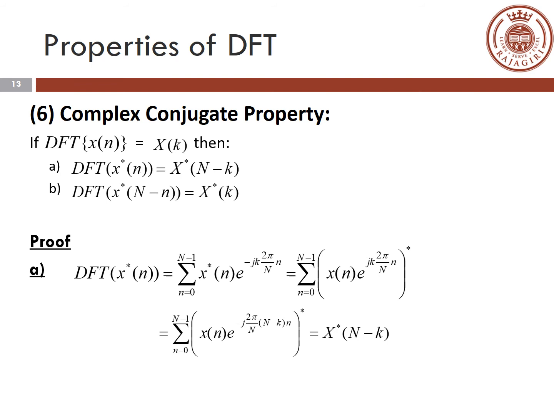Again we are inserting a capital N here because it's not changing your equation in any way, but it will help you reach the final form of your answer. So this can be written as e raised to minus j 2 pi by N into (N minus k) into n. So I am looking at x of n times this, and the whole thing conjugate, and that's how I got the answer as X conjugate of N minus k.